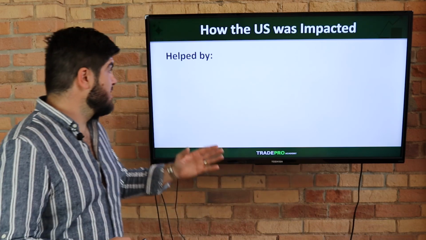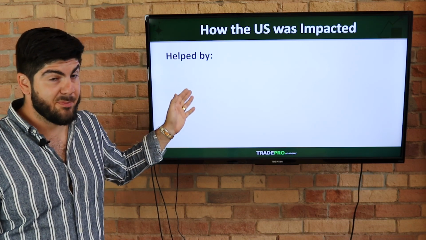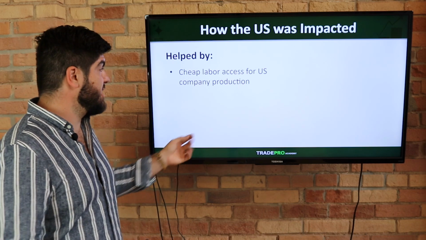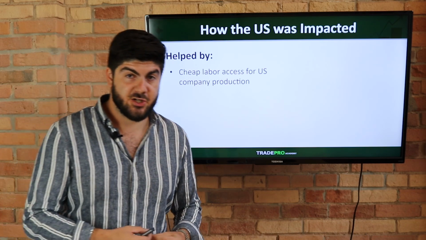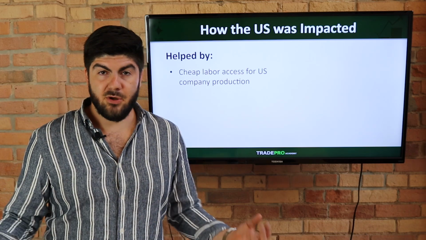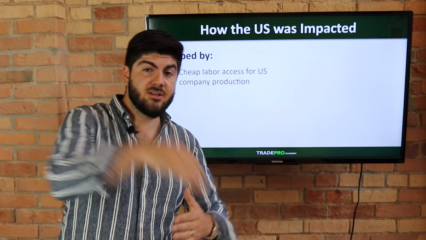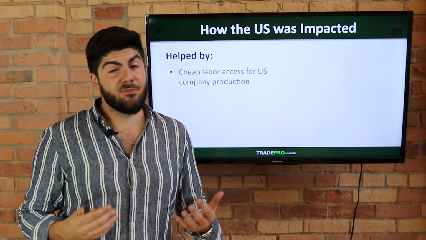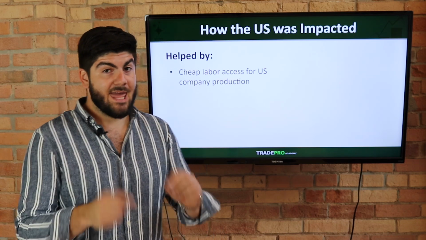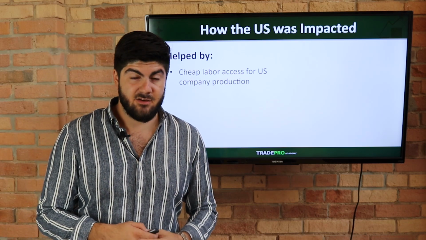First and foremost, on the left-hand side, we're going to talk about how the United States has been helped by this relationship. Number one, the United States had access to cheap labor for US company production. Many US companies opened factories in China and put capital to work. This created an inflow of capital into the Chinese economy and helped develop their infrastructure, products, and labor market. However, it came with the benefit of getting access to cheaper labor than you could find in the United States.